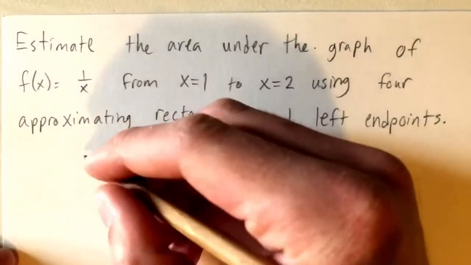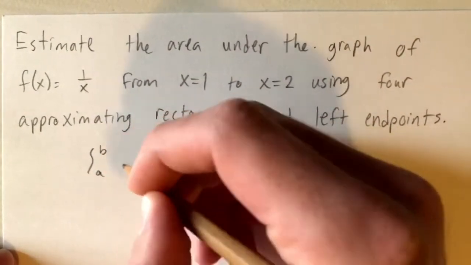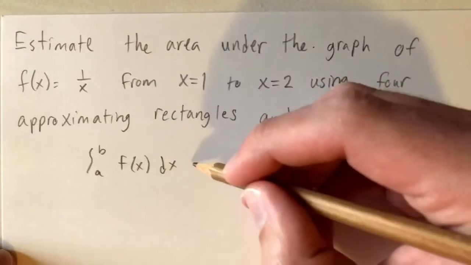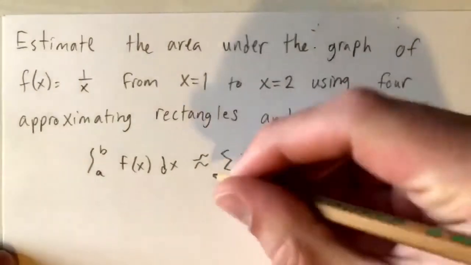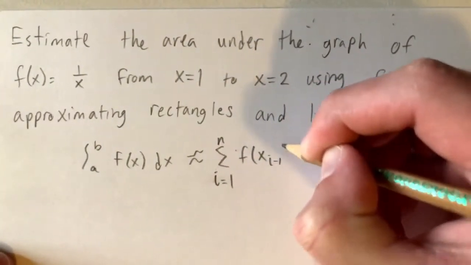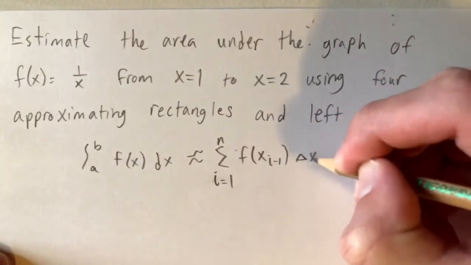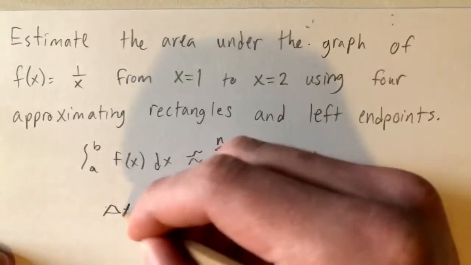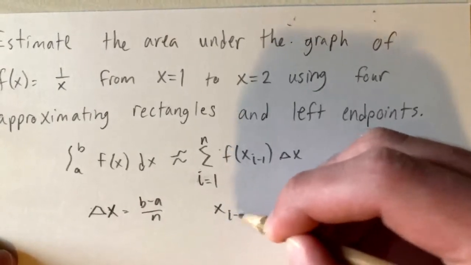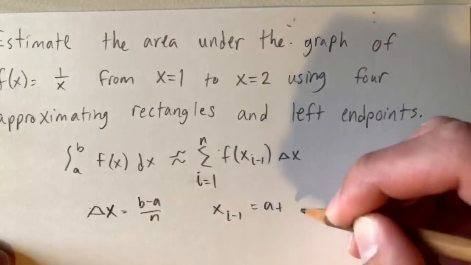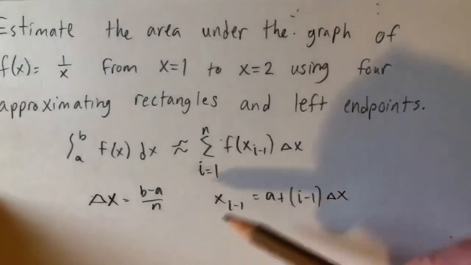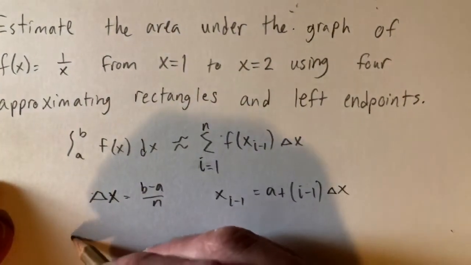Basically the left endpoint rule says that if we want to estimate the integral from a to b of some function f of x, we can estimate that using the sum from i equals 1 to n of f of x sub i minus 1 times delta x, where delta x is b minus a over n, and x sub i minus 1 is a plus i minus 1 times delta x.